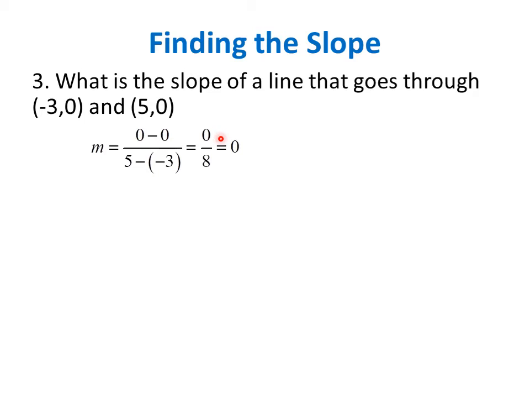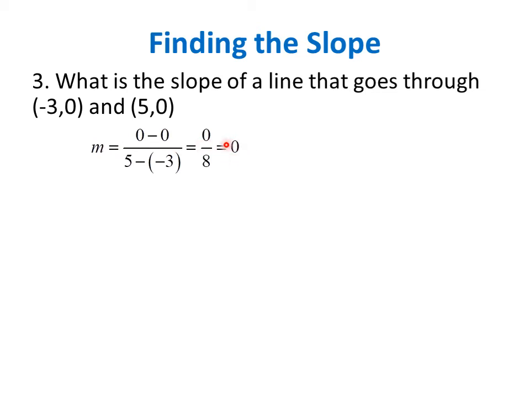0 minus 0 is 0. Again, negative times negative is positive. So this is 5 plus 3, so that is 8. Now, 0 divided by any number, of course, is 0. So the slope is 0.